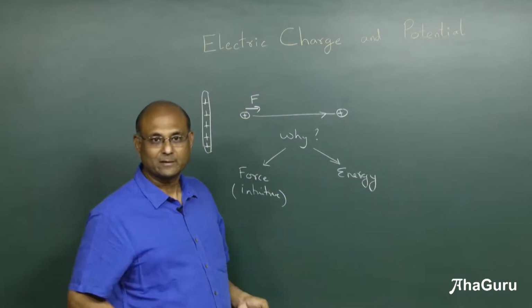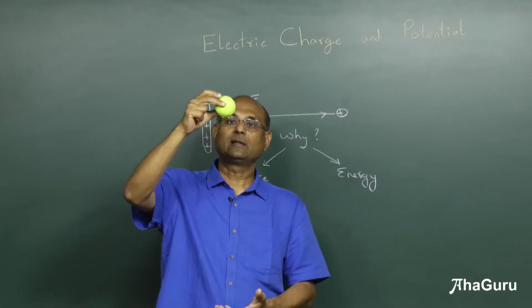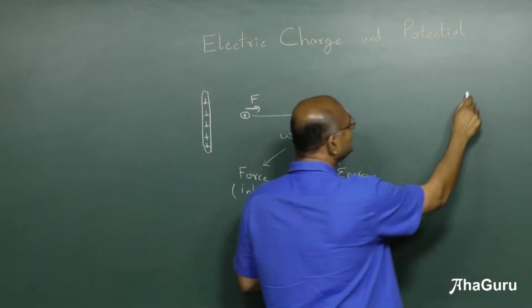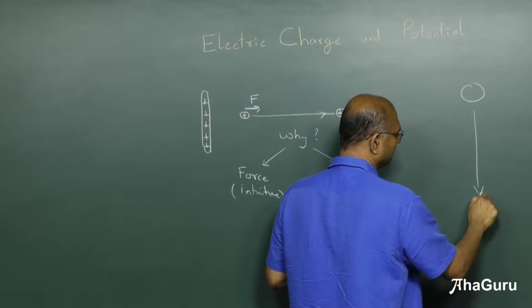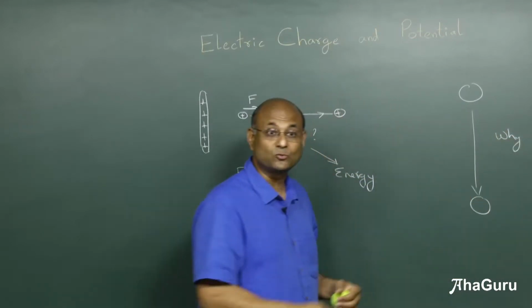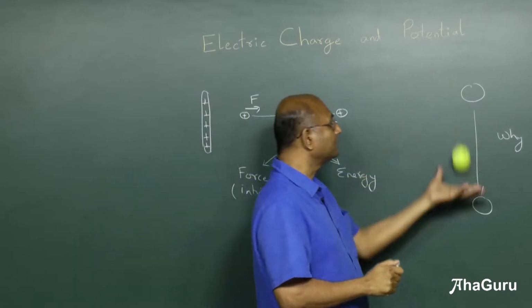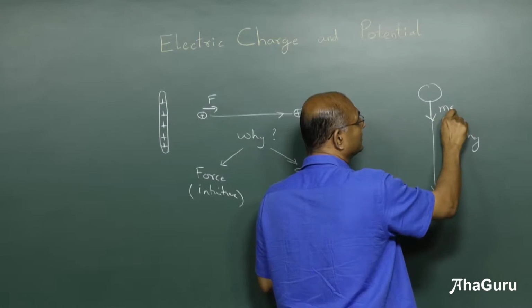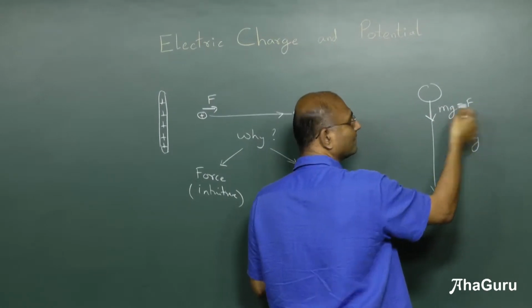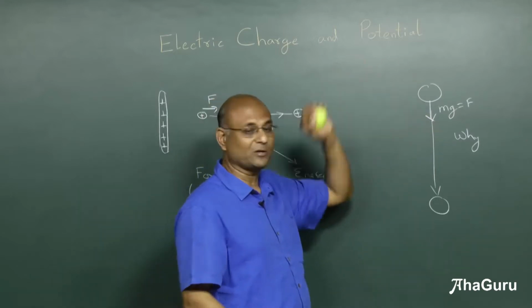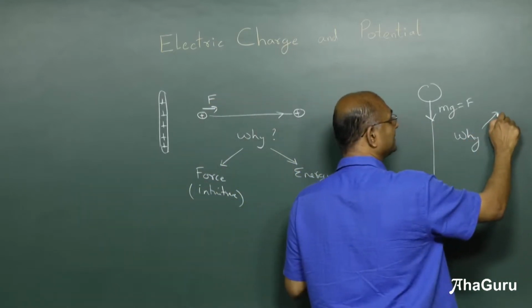Let us think about it. Suppose I ask the question, this ball when I drop, it falls down. You know that it falls down. Why does this ball fall down? Suppose I ask why. There are two answers, two ways to answer. One is to say this ball falls down because there is a gravitational force. Correct? So there is a gravitational force, earth is pulling it down, so it falls. So that is one answer, which is the force answer.